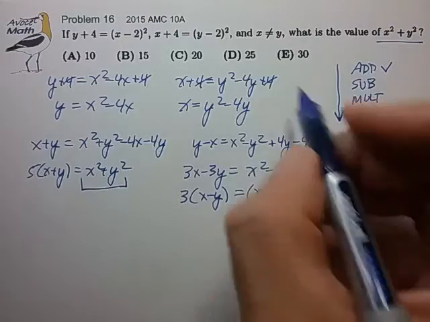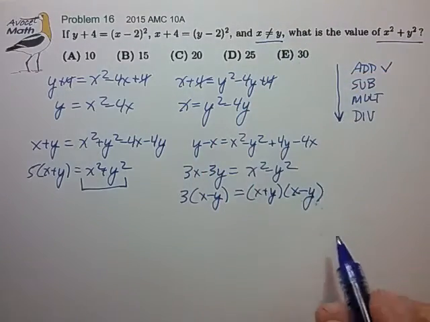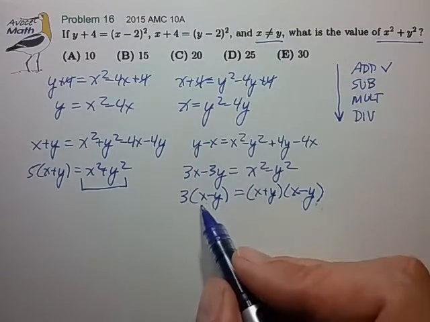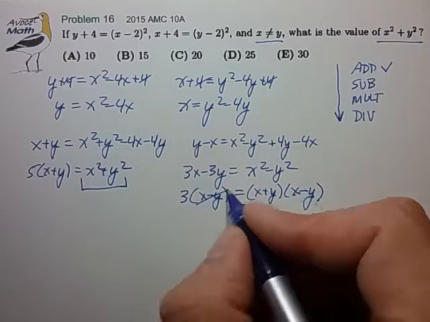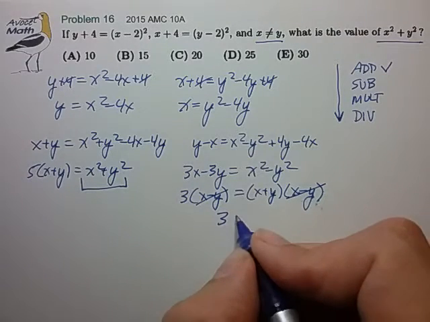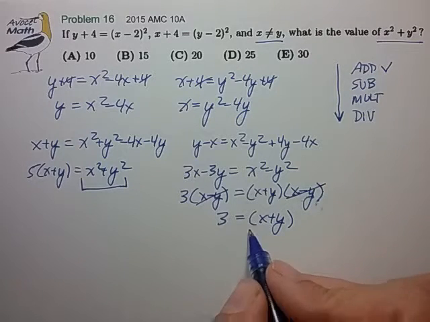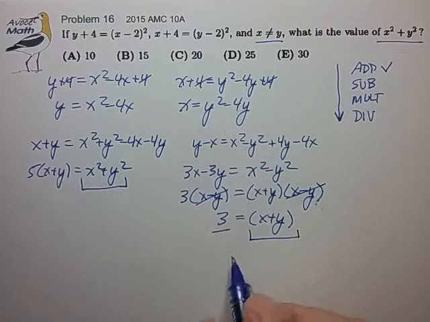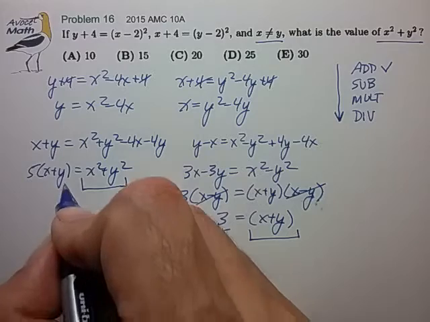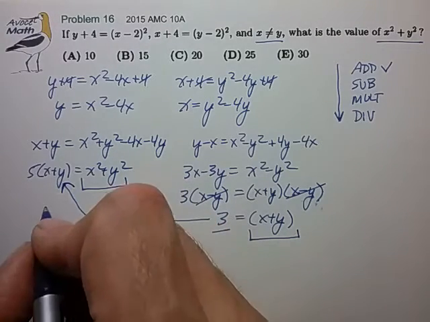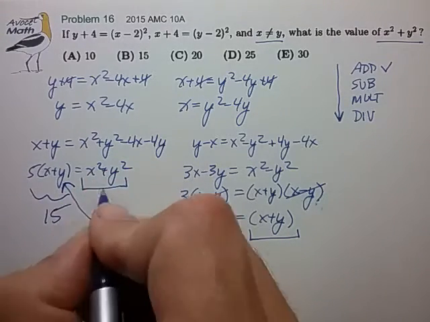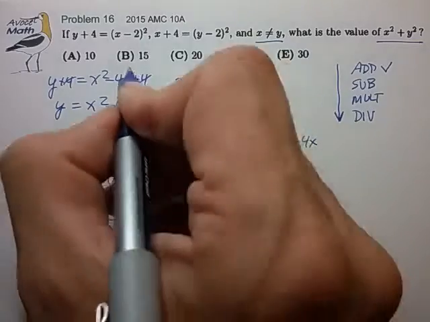And this is where we can use the condition that x is not equal to y. So we can divide both sides by x minus y. All right, and this is the jackpot here. We now know that x plus y is equal to 3. We can back substitute that into this equation and find that x squared plus y squared is equal to 15, for choice B.